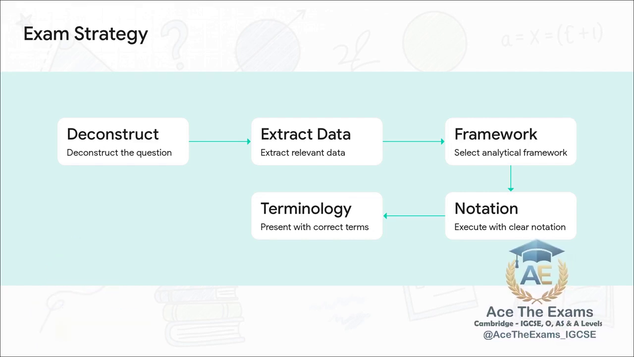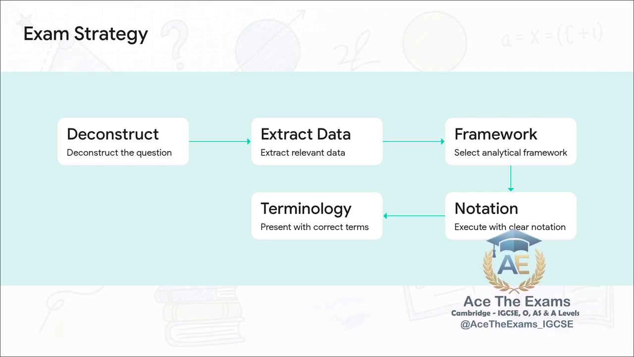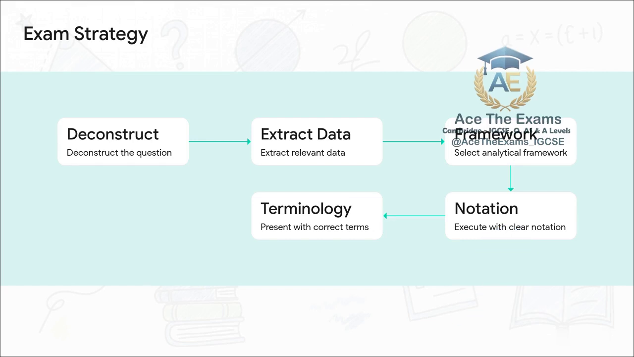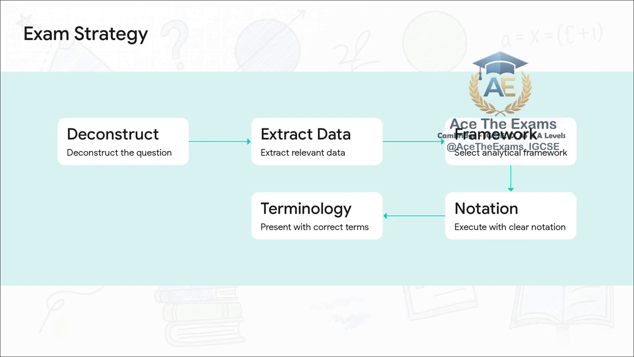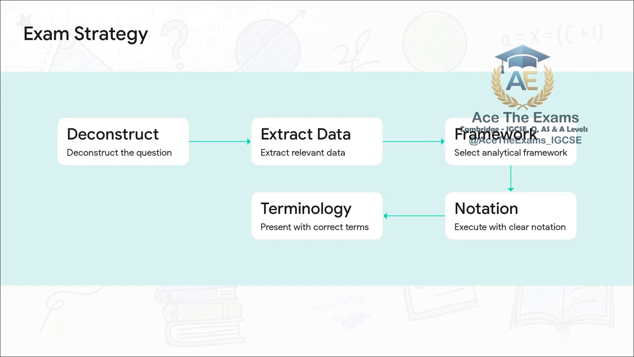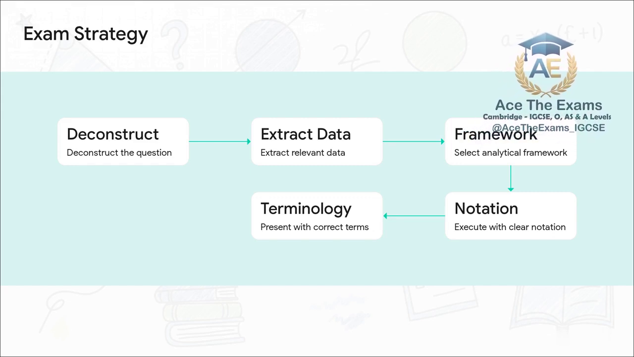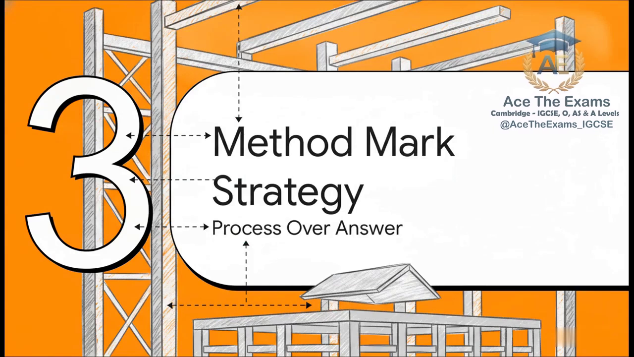Step 3. Select the analytical framework. Are you going to use traditional algebraic long division, or is synthetic division more efficient here? Step 4. Execute your notation flawlessly, making sure those text blocks and equations balance line by line. And finally, Step 5. Present terminology. Conclude your math with the load-bearing terms we just talked about. Which brings us to Section 3, the method mark strategy.